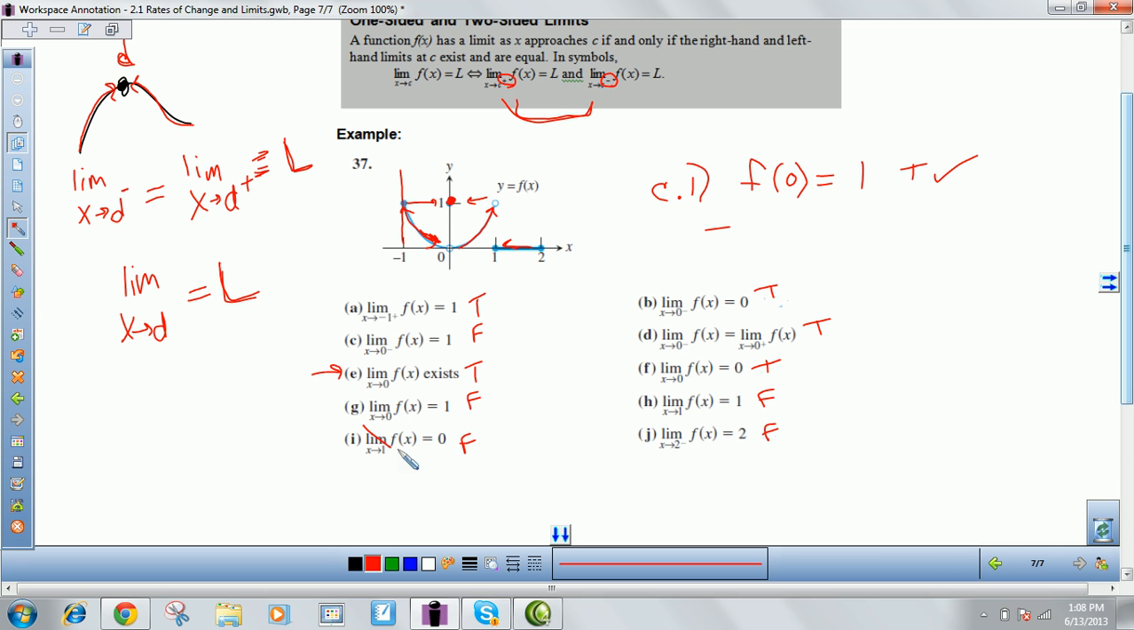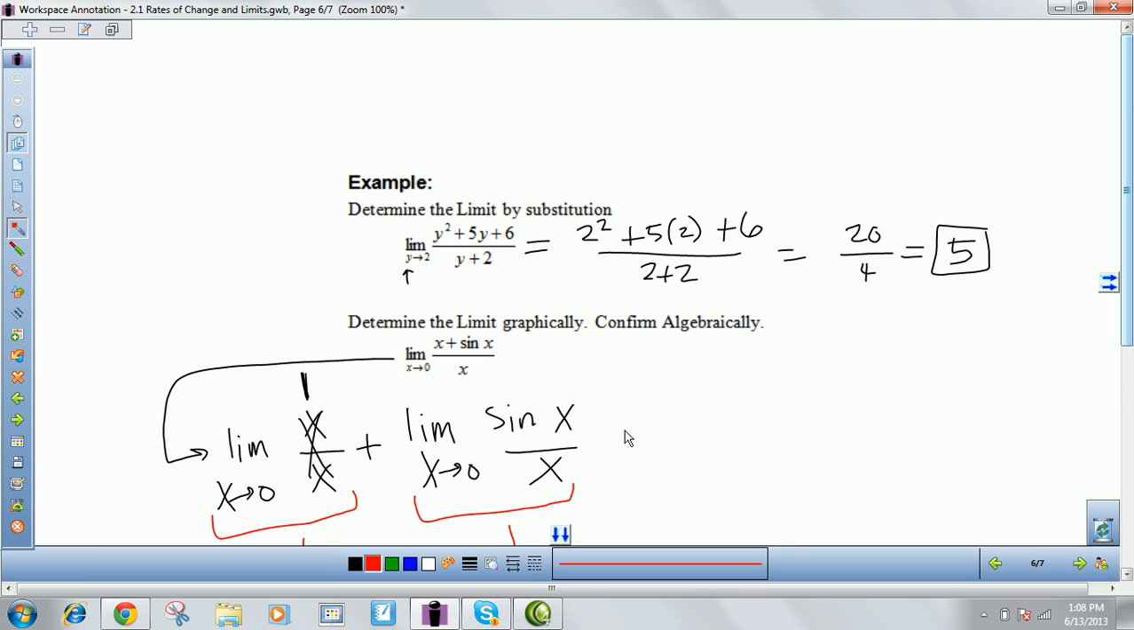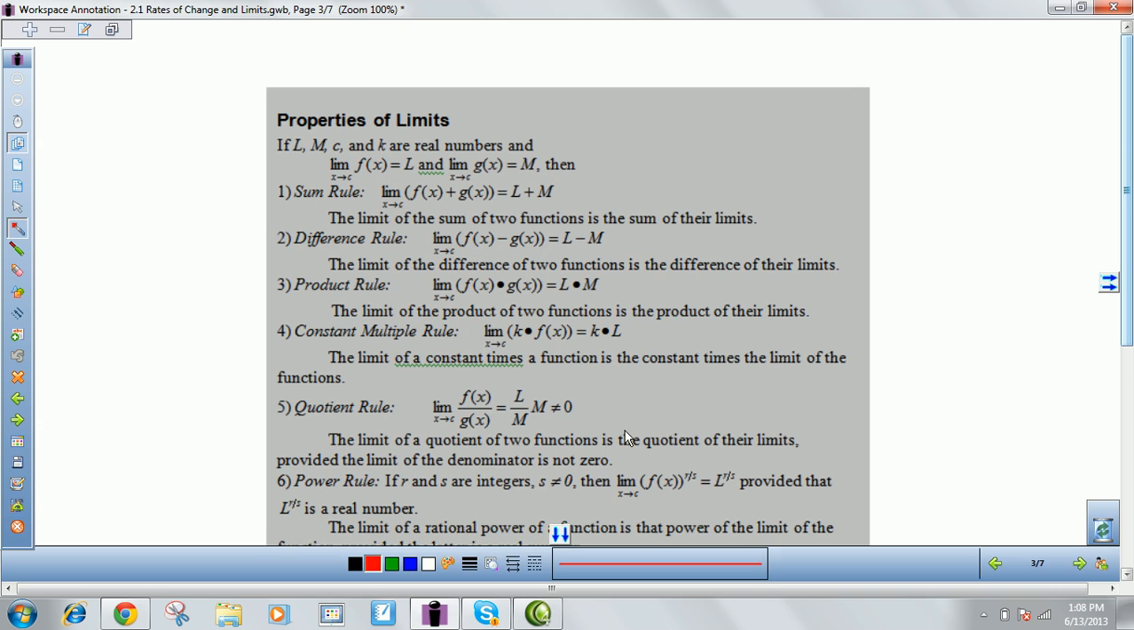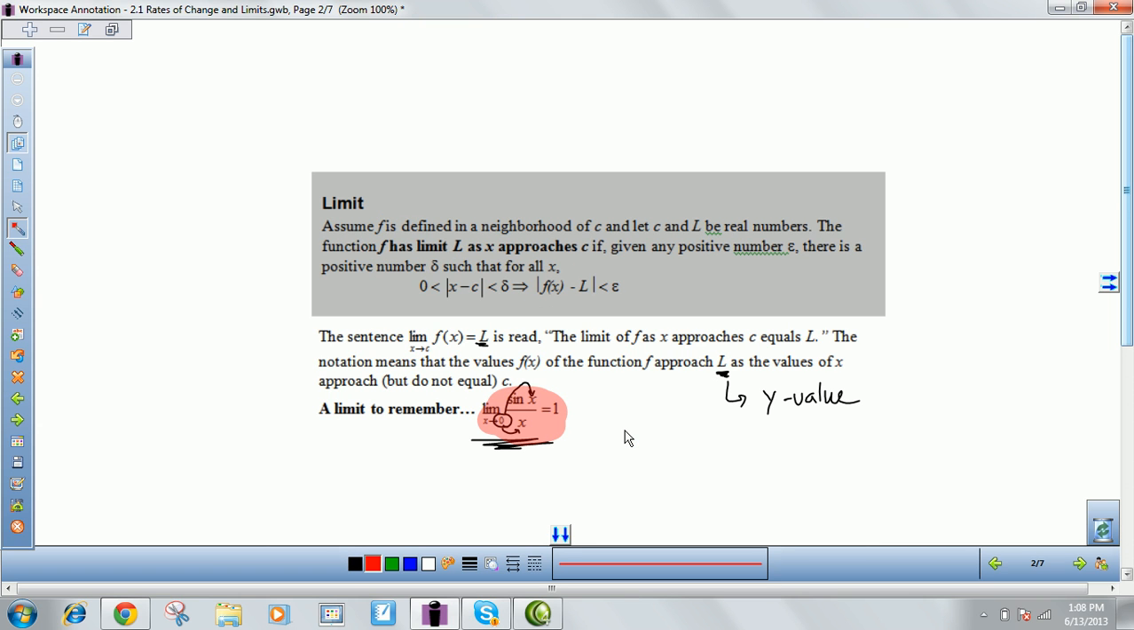So these don't exist. If you have any questions on these, just let me know in class, but the main idea in this video was to understand graphically and algebraically how to find limits. Also make sure you get that limit put in your toolkit right there: the limit of sine of x over x as x approaches 0 is equal to 1. Put that in your toolkit, and I'll see you in class.